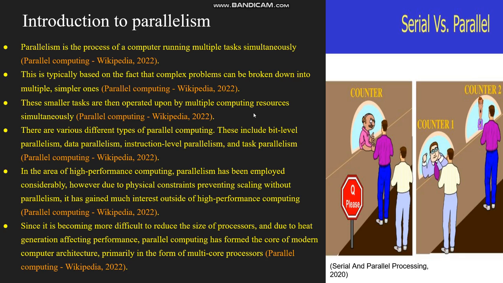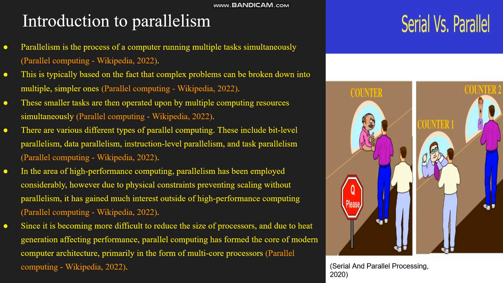There are different types of parallel computing that are available for us to choose. These include bit-level parallelism, data parallelism, instruction-level parallelism, and task parallelism. In the area of high-performance computing, parallelism has been employed considerably, but due to physical constraints that prevent scaling without parallelism, it's gained a lot of interest outside of high-performance computing.